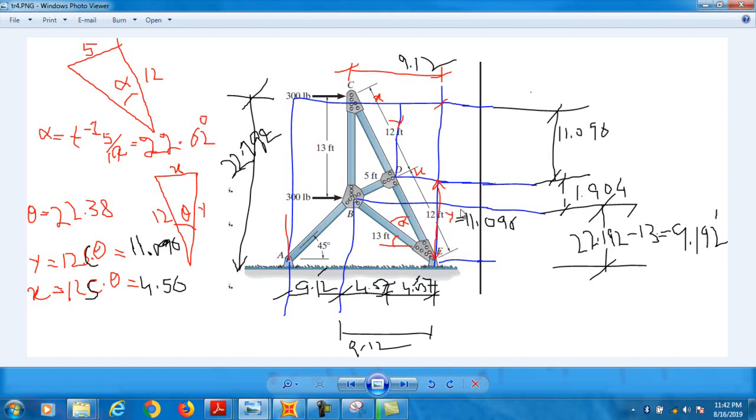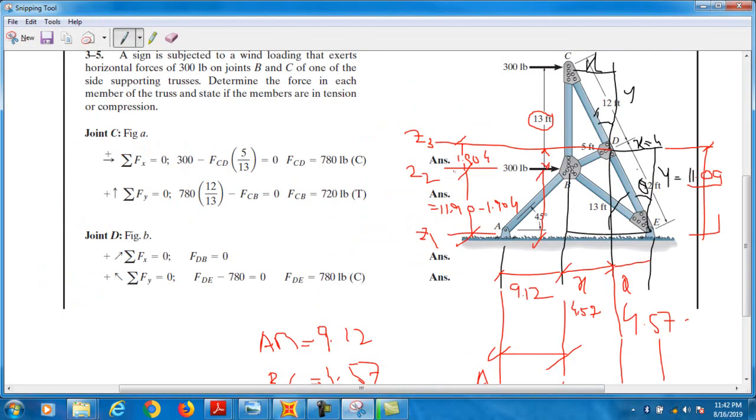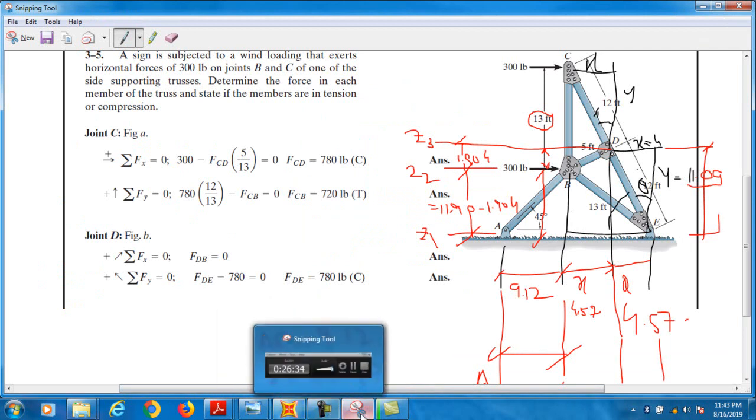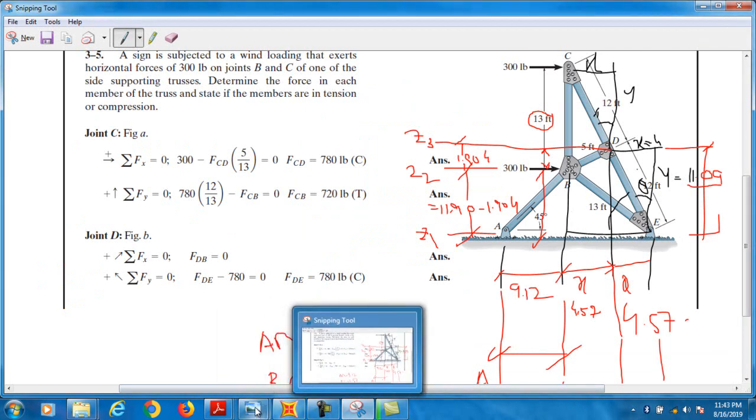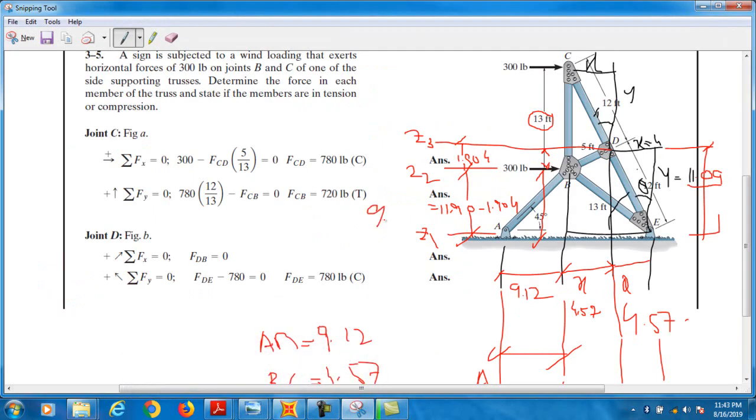You can also get this distance another way. You see that y1 and y2 is basically the total height of this truss. If you have the total height and you subtract this middle height, you can get this height. This is another approach. So you can use different approaches to calculate these kinds of distances, or spacing. Clear? So this is 9.192.